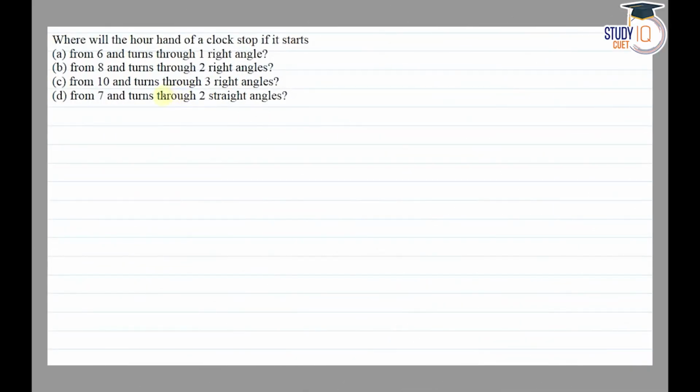Hello everyone. This question appears in the Class 6 NCERT chapter Understanding Elementary Shapes. This is the seventh question of Exercise 5.2. The question says: where will the hour hand of a clock stop if it starts (a) from 6 and turns through one right angle?